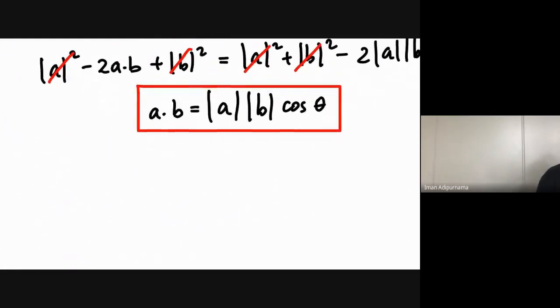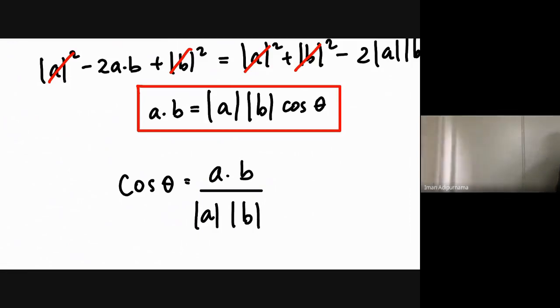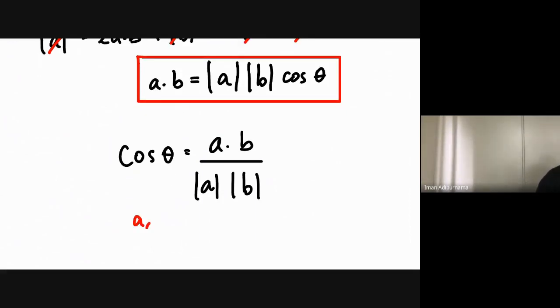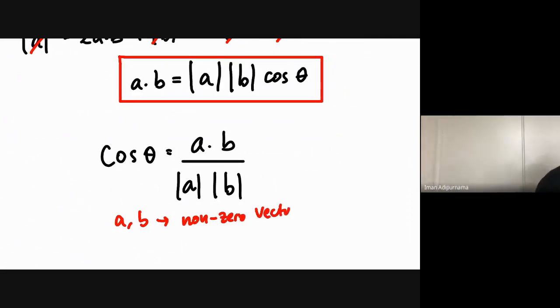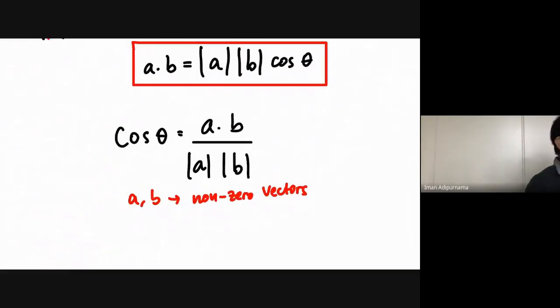And from here, we can also write down the formula as cos theta equals A dot B divided by the magnitude of A and the magnitude of B. And theta, remember, is the angle between A and B. And we need to set up that the vectors A and B are non-zero vectors, because if it is zero, then we cannot apply this formula.